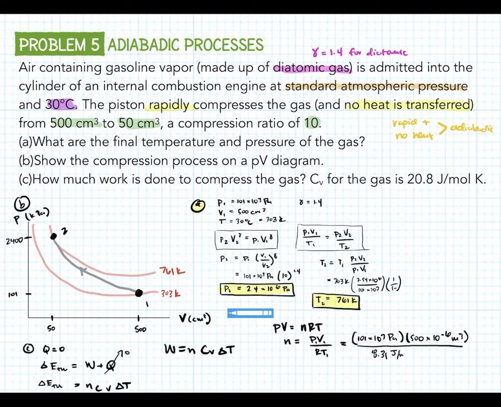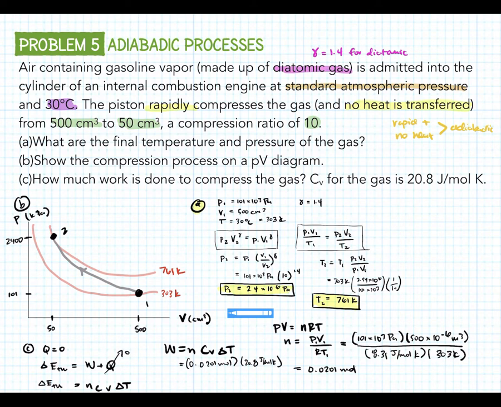8.31 joules per mole Kelvin for R, that's our constant, and then 303 Kelvin. All of this together gives you 0.0201 moles, which means we can plug into this, so we get 0.0201 moles. Our constant volume heat capacity is 20.8 joule per mole Kelvin, which is given to us. And then that also needs to be multiplied by 303.